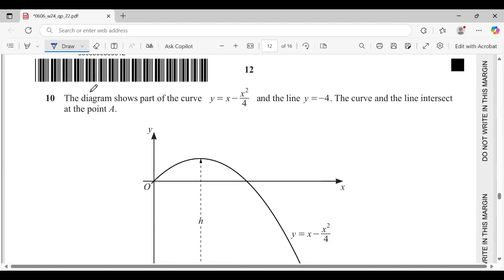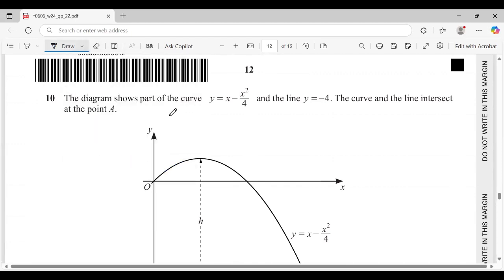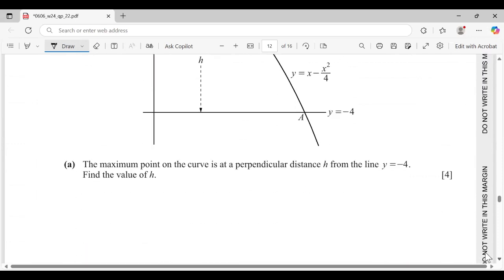Next question. In the diagram, the diagram shows part of the curve y equals x minus x squared over 4, and the line y equals minus 4. The curve and the line intersect at the point A, this point here. The maximum point on the curve is at a perpendicular distance h from the line y equals minus 4. Find the value of h.